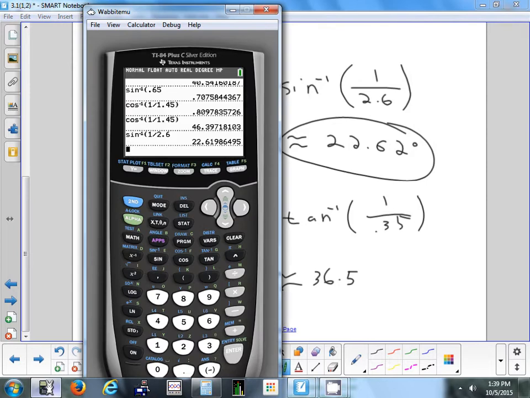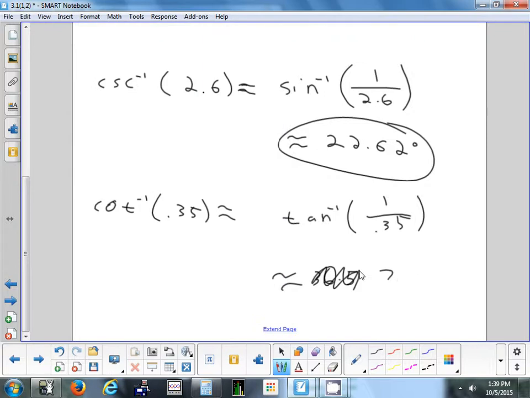70? Okay, well, let's see what happened. Inverse tangent of 1/0.35. 70.71, is that what people got? All right, so we'll have to see. I'm not sure what happened.